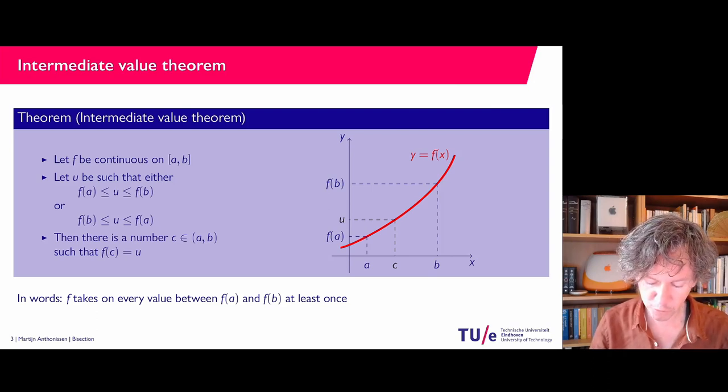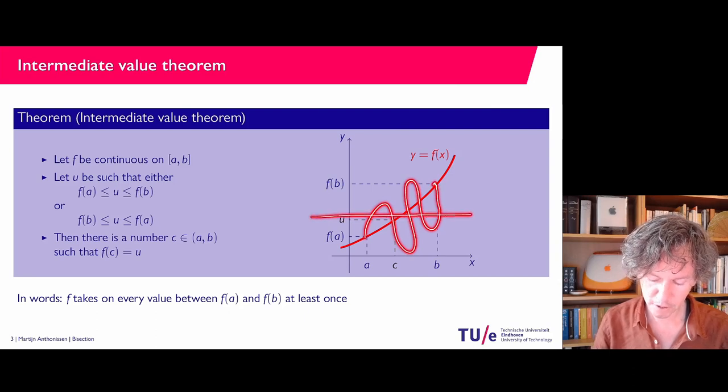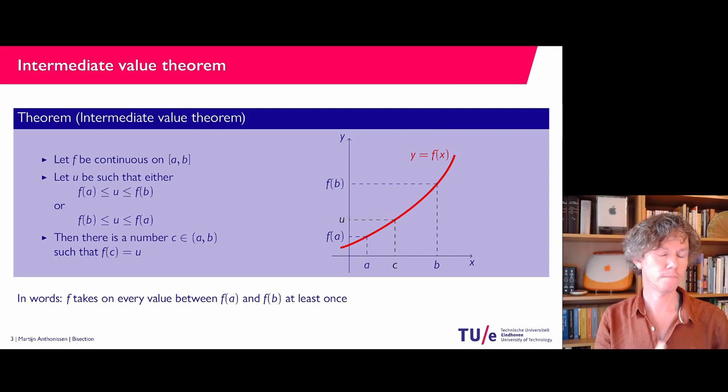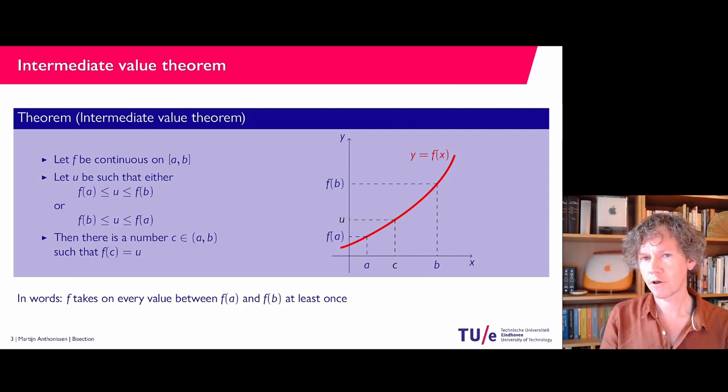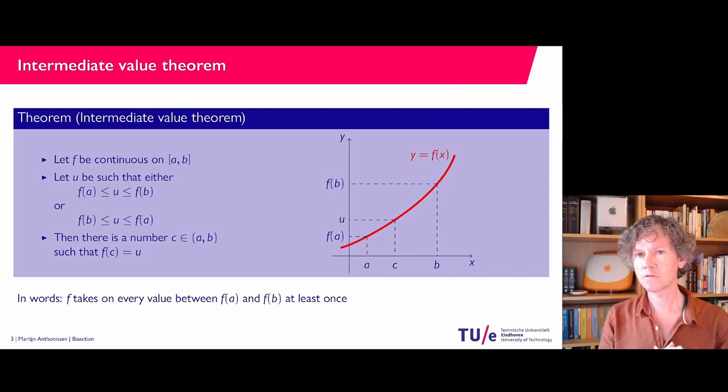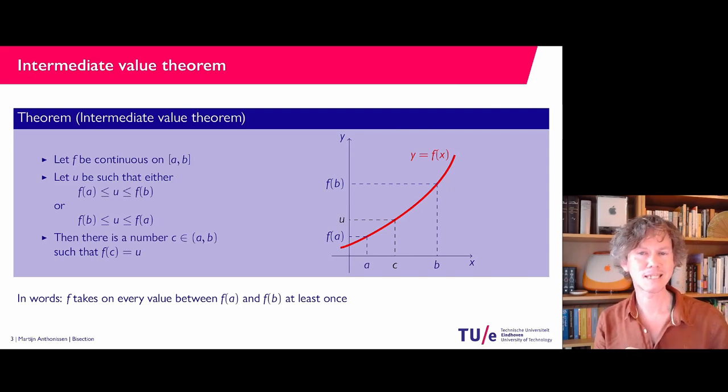You could have a function that does this, and then if you take a line like this you see that it crosses it multiple times, but at least once. Okay. So that is the intermediate value theorem. All the intermediate values are being attained by the function.